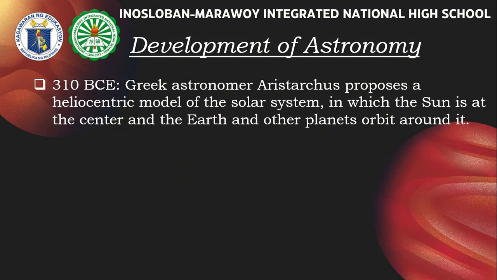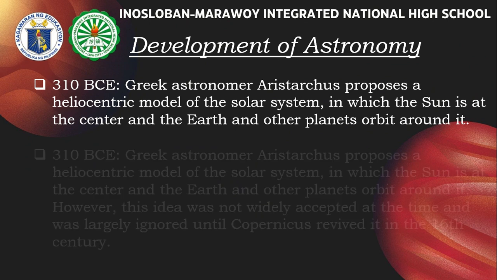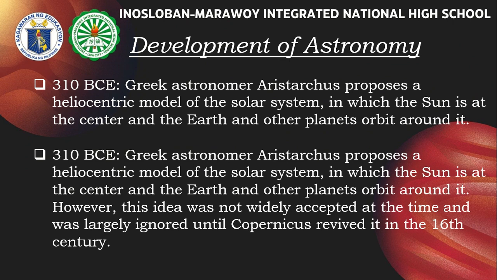Next, 310 BCE. Okay, the Greek astronomer Aristarchus proposes the heliocentric model of the solar system in which the sun is at the center and the earth and other planets orbit around it. So, in the 310 BCE, si Aristarchus talaga yung nagpasimula ng heliocentric model. Okay, pero sabi nga dati, hindi ito natanggap, or na-ignore lang that time. Kumbaga kung titingnan natin, siya yung nagsabi, pero iba yung nag-credits. Kumbaga ako yung gumawa, iba yung na-awardan. Okay, ng kanyang notable contributions.